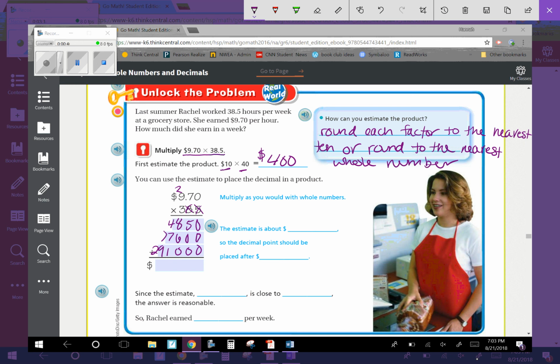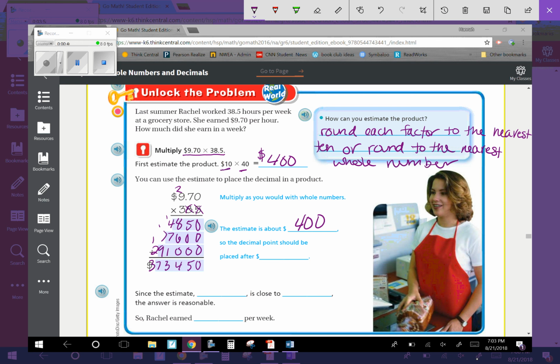Now we're going to add it up. 0 plus 0 plus 0 is 0. 5 plus 0 plus 0 is 5. 8 plus 6 plus 0 is 14. Write down my 4, regroup my 1. 7 plus 4 is 11, plus 1 is 12, plus 1 is 13. 7 plus 9 is 16, plus 1 is 17. 2 plus 1 is 3. So then the estimate is about $400. We already decided that. So the decimal point should be placed after the blank.